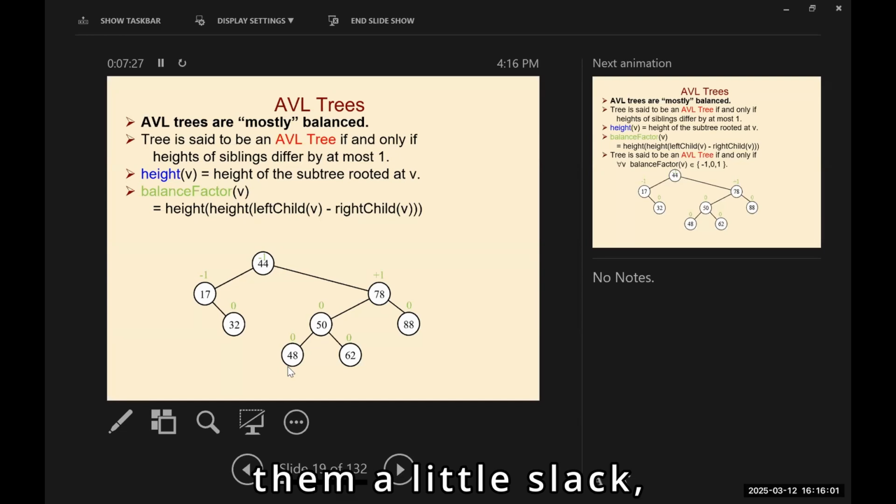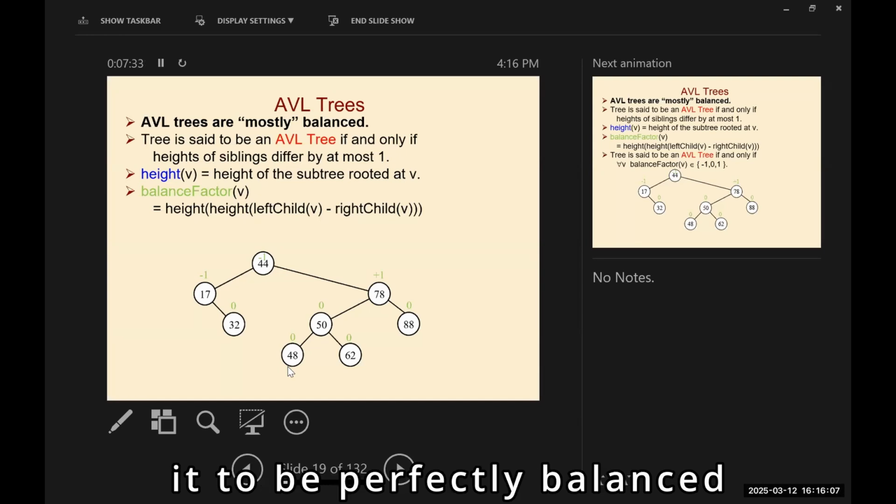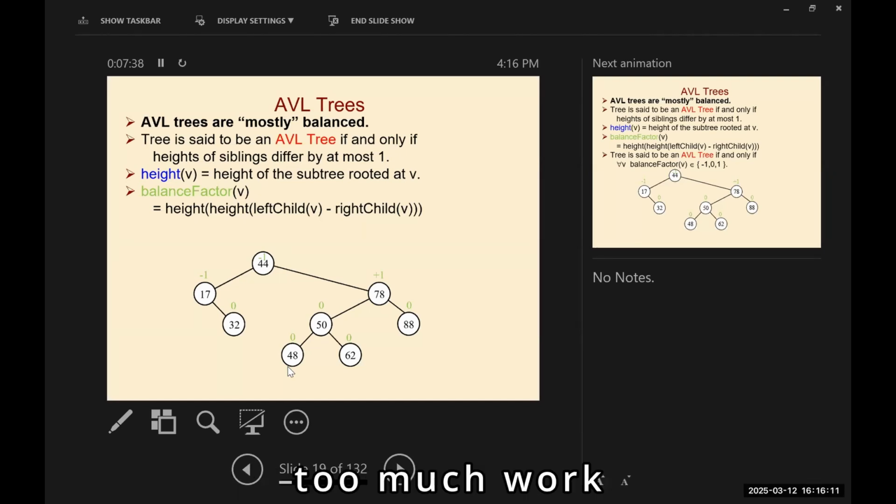But we're giving them a little slack. Why do we give them slack? It's because we don't need it to be perfectly balanced, and it would be too much work to always maintain it perfectly balanced. This gives us the slack to be more casual about it, right? Does that make sense?